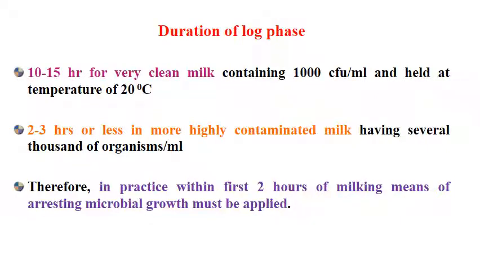Therefore, in practice, within the first 2 hours of milking, means of arresting microbial growth must be applied. To stop the fast microbial growth, that is the log phase, we must keep the milk at a lower temperature within 2 to 3 hours. Otherwise, when the microbial contamination is very high, the log phase will start within 2 to 3 hours, and then it will grow very fast and the milk will be spoiled very quickly. So all measures to prevent microbial growth should be applied within 2 to 3 hours.